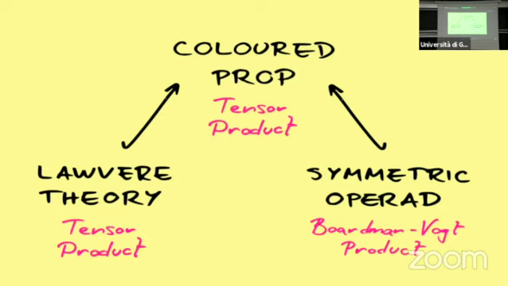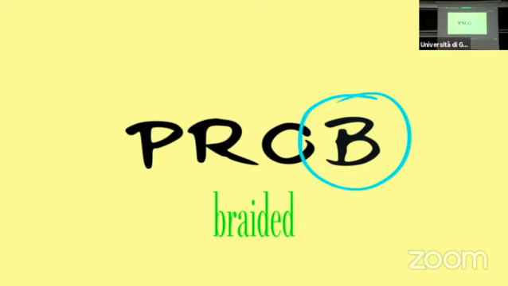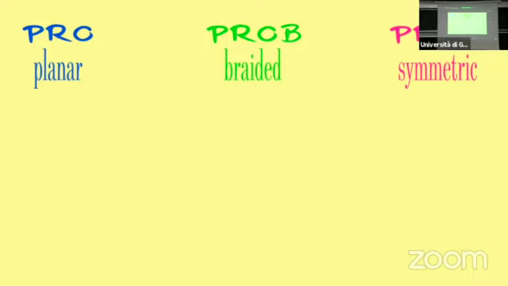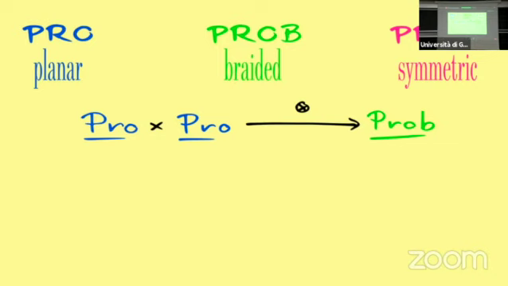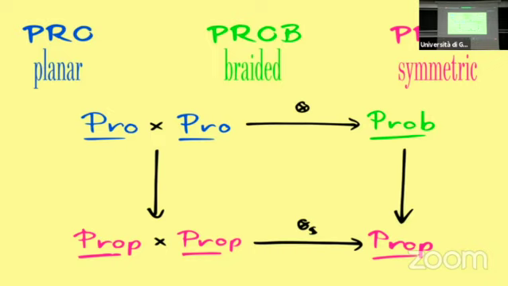Now, there are planar and braided non-symmetric versions of props. They are called pros and props, respectively. The tensor product does not restrict to either. But there is a kind of external product of pros producing a prop. It is compatible with the tensor product of props in the sense that the tensor product of two props that are free on pros is the free prop on their external product.